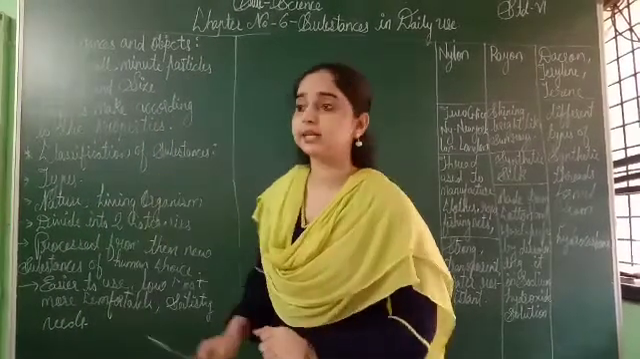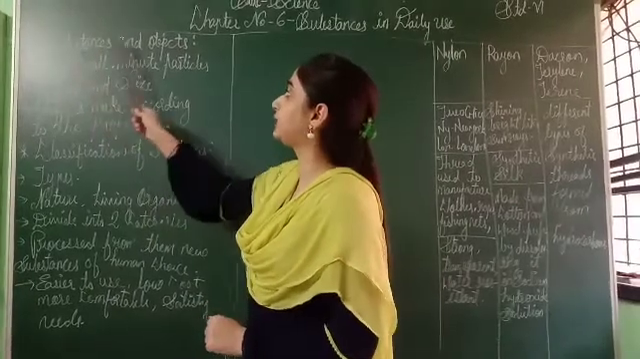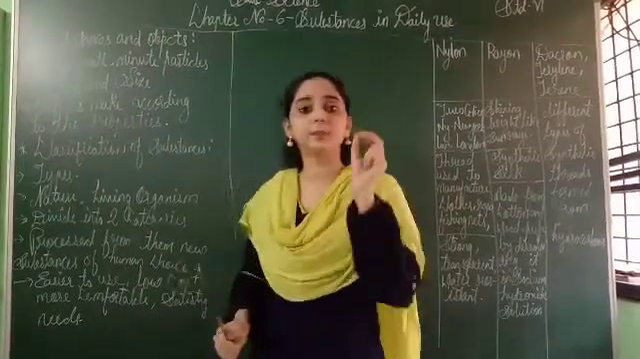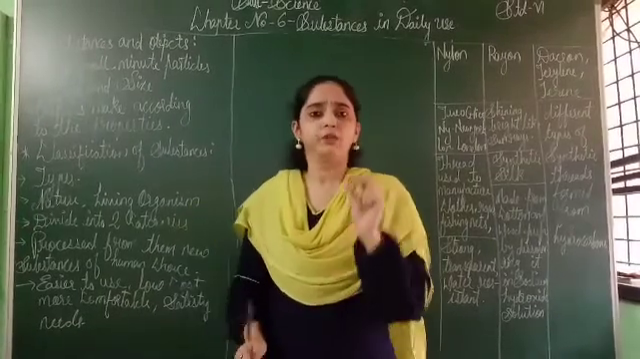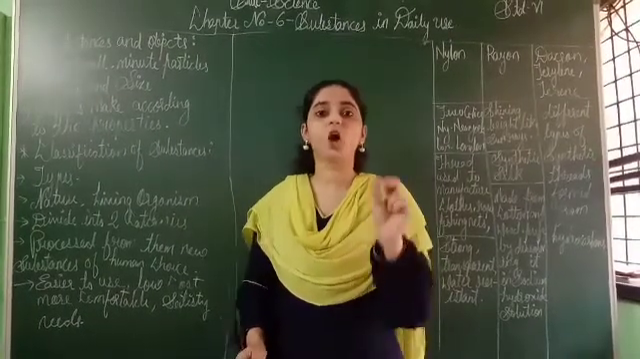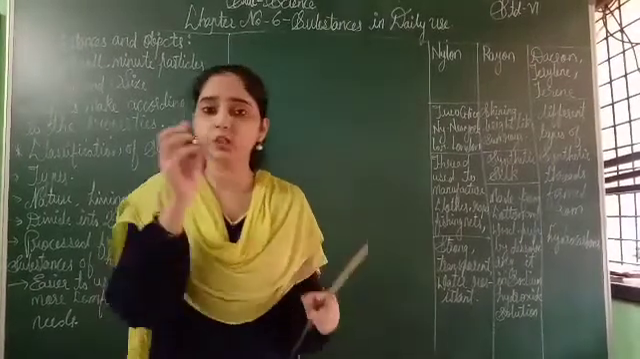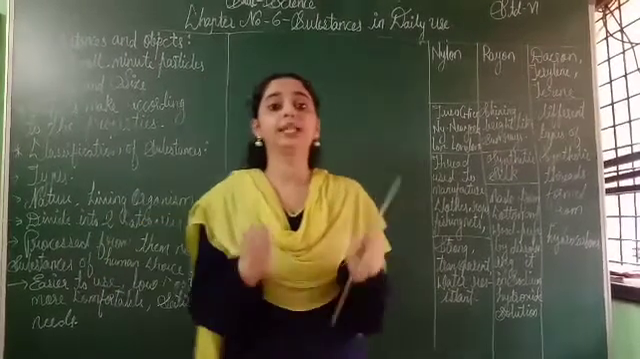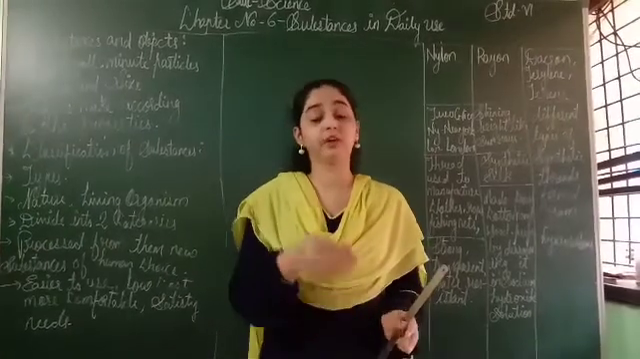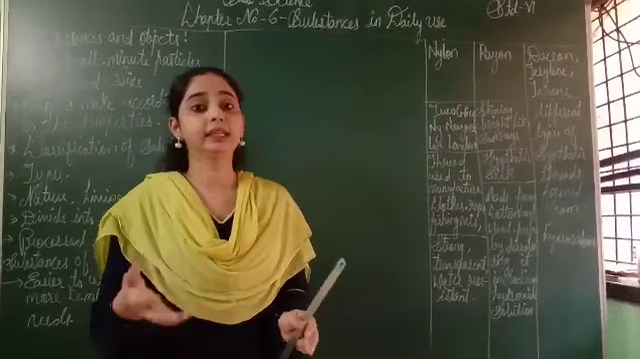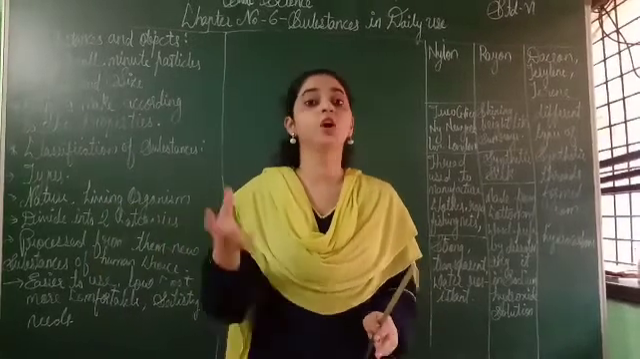So let us discuss the first point, that is substances and objects. What is a substance? Substances are made from very small, tiny or minute particles. And those minute particles together make an object. For example, benches, boards, chair, table are some examples of objects.